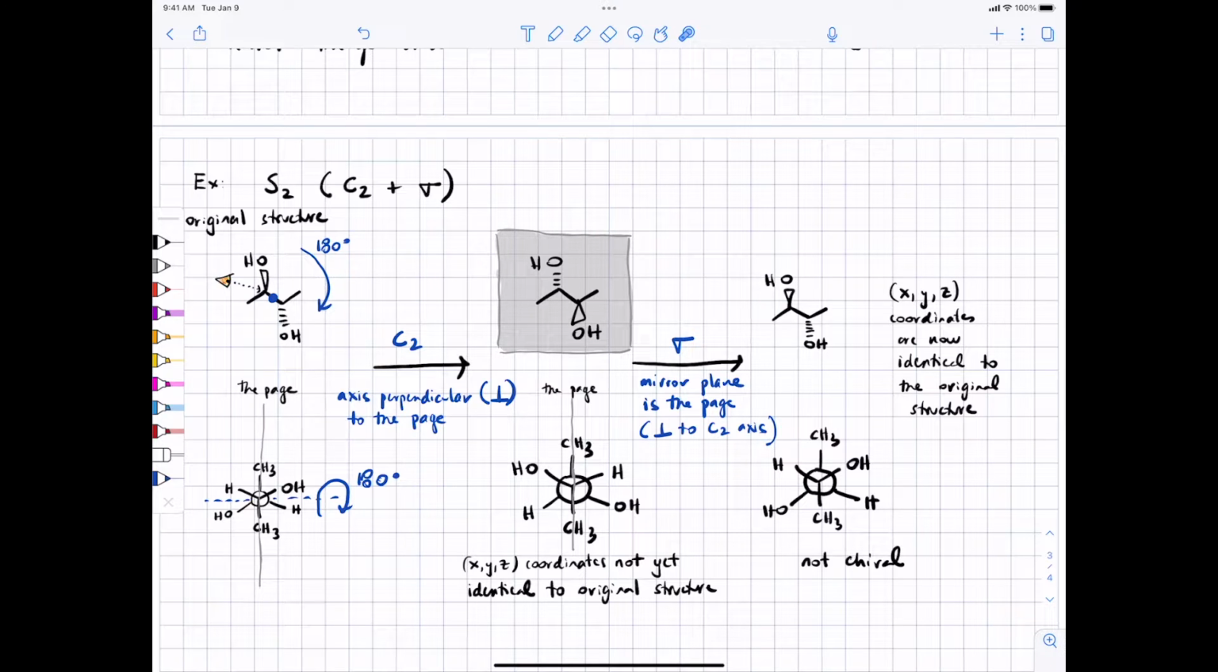Now, I agree with you that it's still the same molecule if I spin it around 180 degrees. We're not changing connectivity, but that's not what symmetry means. Symmetry is, are the coordinates all the same? It's a math thing. Probably involves matrices, I don't know.